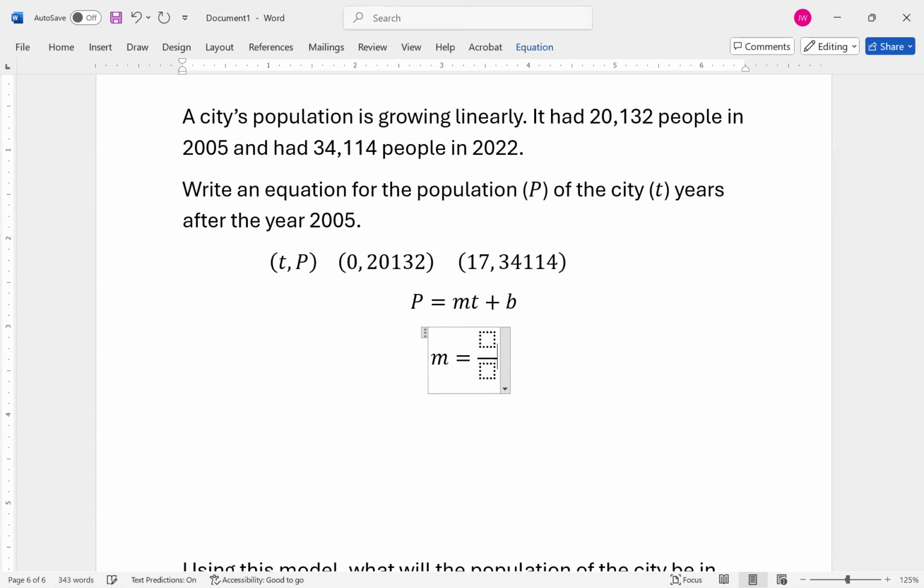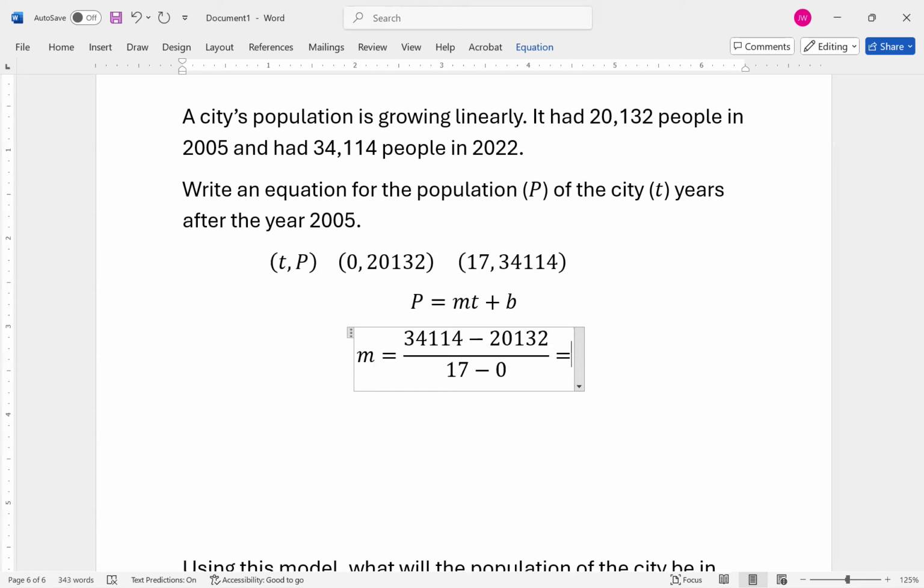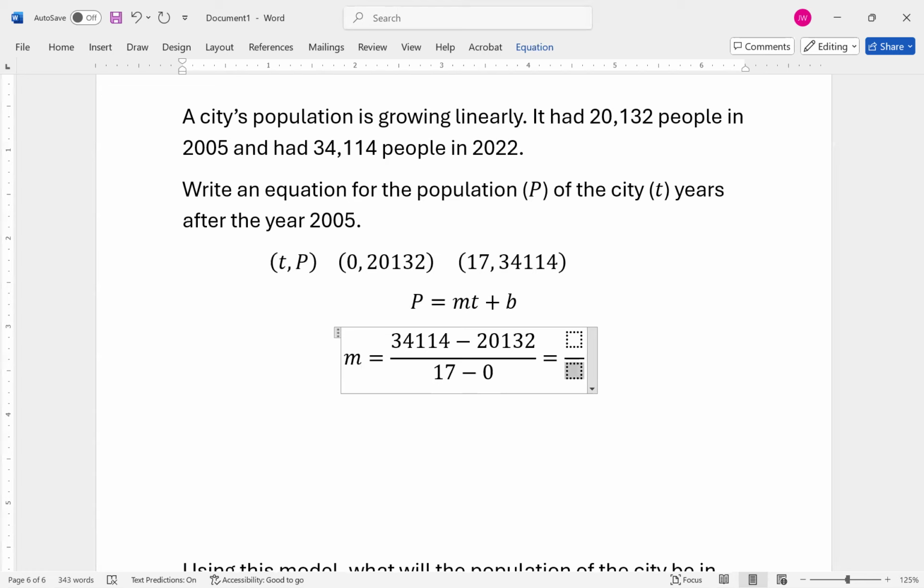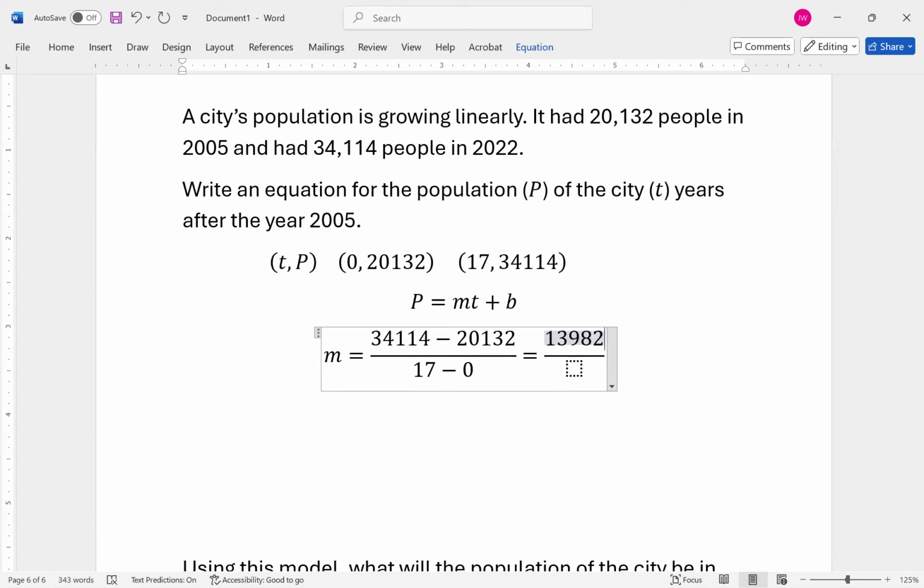The slope there is going to be given by 34,114 minus 20,132 divided by 17 minus 0. That's the slope formula. When you take 34,114 minus 20,132, you get 13,982. And we're dividing that by 17. If you divide this by 17, you get kind of a nasty decimal. So I'm going to leave my slope as that fraction, even though it's kind of an ugly looking fraction.